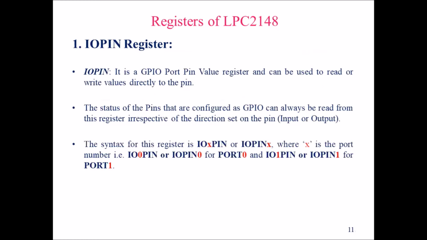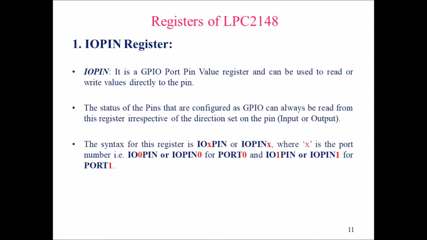Let's study in detail about all these registers. The first one is the IOPIN register. IOPIN is a general purpose input output port pins value register and can be used to read or write values directly to the pin. The status of the pins that are configured as GPIO can always be read from this register.